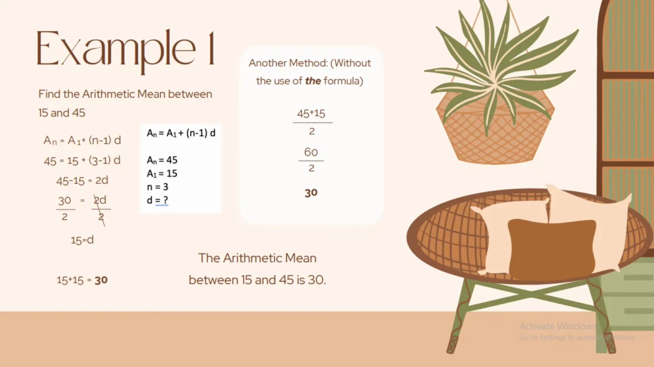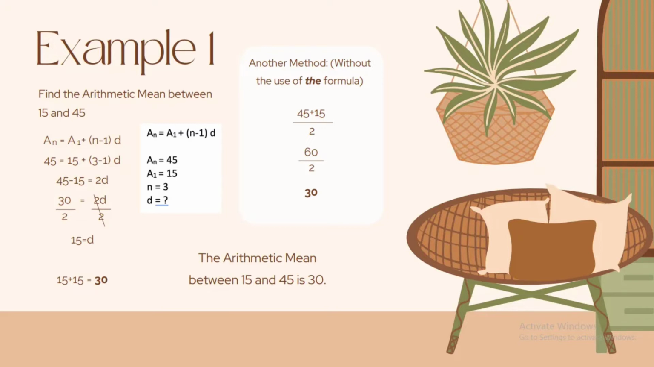So let's substitute. 45 is equal to 15 plus the quantity of 3 minus 1 times d. Let's simplify the values inside the parentheses and transpose. So that becomes 45 minus 15 is equal to 2d. Now we are going to be simplifying and dividing both values by 2 to cancel out the 2. So that's 30 over 2 is equal to 2d over 2. Cancel out 2, and then we have 15 is equal to d. You are going to be adding d, or the difference, to 15, which is the first term. So 15 plus 15 is equal to 30.